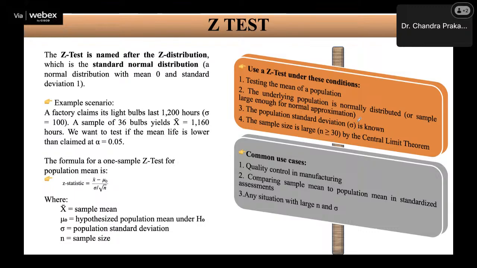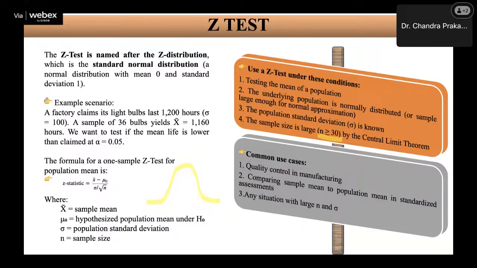In parametric tests, we have the z-test. The z-test is named after the z distribution, which is the normal distribution with mean 0 and standard deviation 1. We use a z-test under the following conditions: to test the mean of the population, the underlying population is normally distributed, the population standard deviation is known, and the sample size is large, which should be greater than 30 by the central limit theorem.